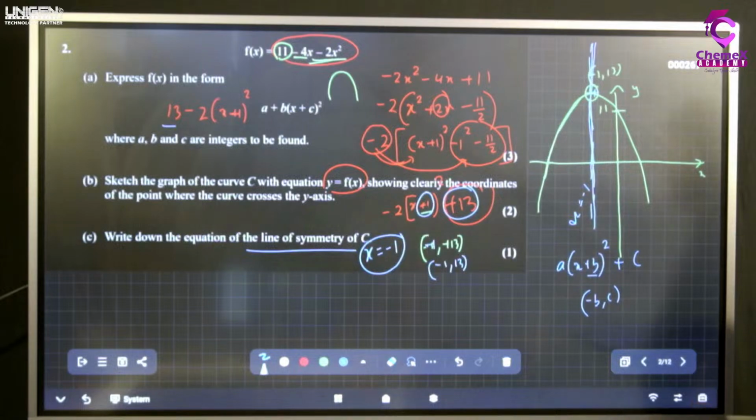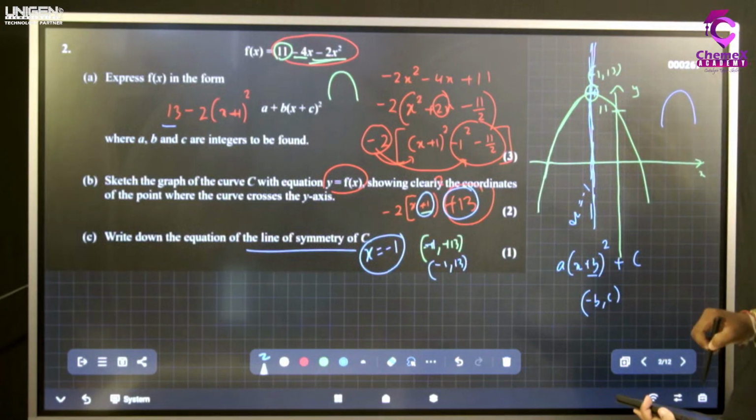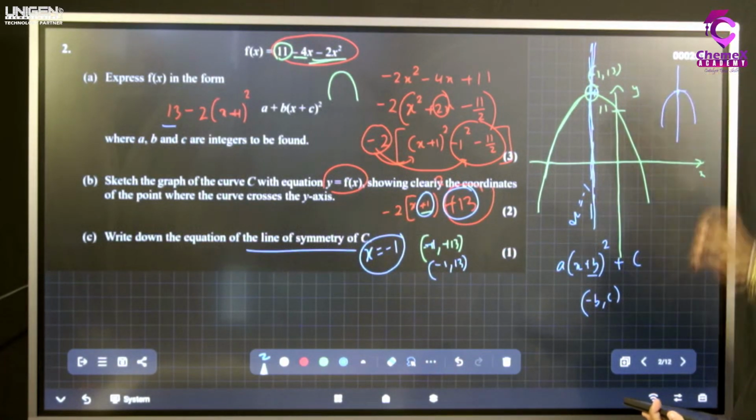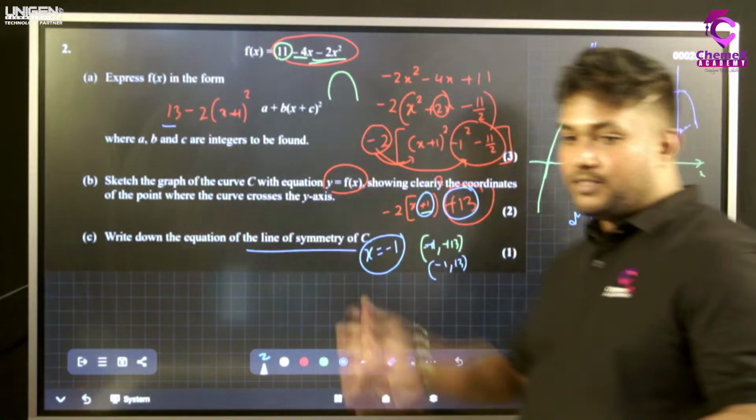Sir, I didn't understand everything. Can you explain, sir? Which part didn't you understand? How did you get x as minus 1? X is minus 1 because the turning point is taken. If you know this is the N shape, the line of symmetry will go from the turning point. So what is the turning point x coordinate? Okay, x is minus 1. So that's how I know this is the line of symmetry. Got it. Thank you.